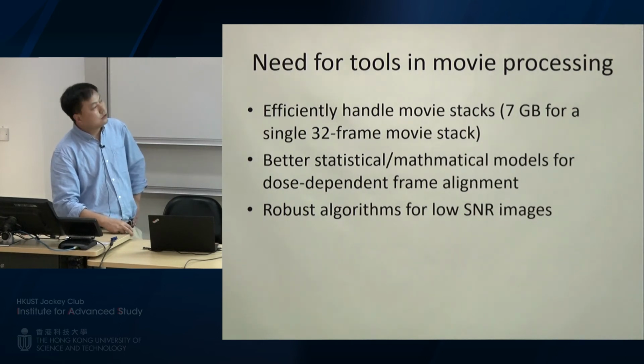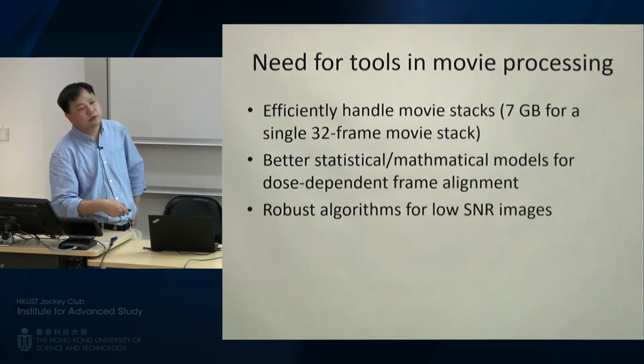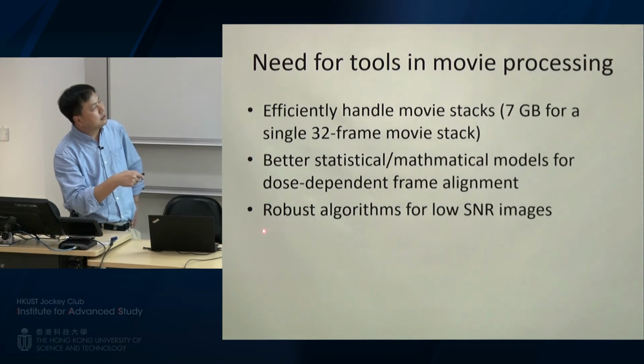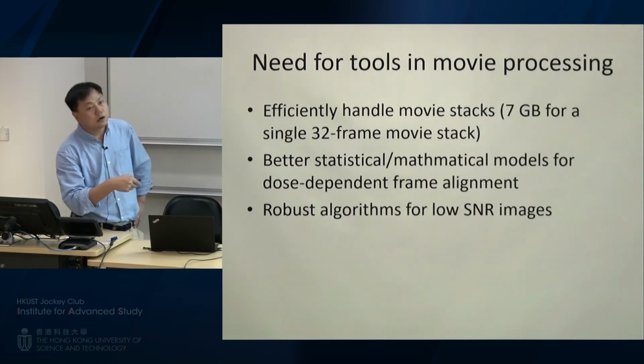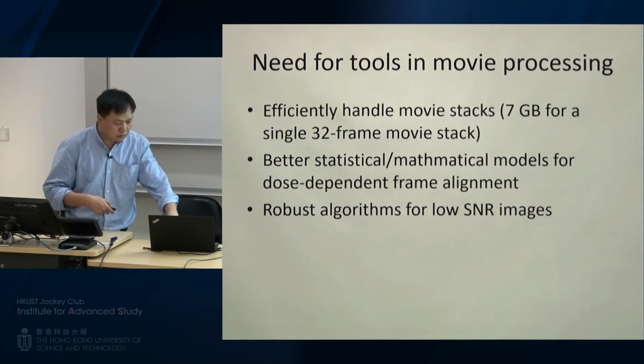Before the introduction of the new camera, many methods had been introduced in the Cryo-EM field. Many of these methods perform very well on phantom data, but not so well on the real data. One reason is that the Cryo-EM data signal to noise ratio is very, very low. So we need some new robust algorithms for processing the low signal to noise ratio data.